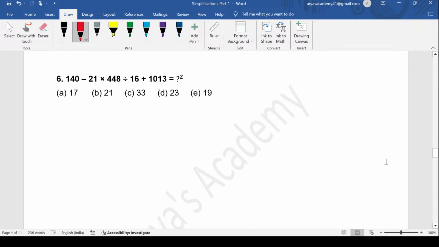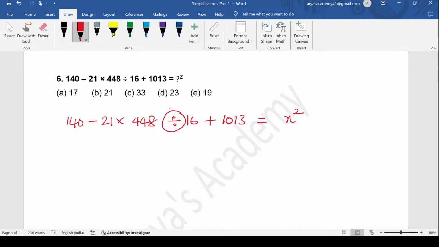Sixth question. See, 140 minus 21 into 448 divided by 16 plus 1013, that is equal to question mark, which means nothing but x square. Okay. So first, as per the order of preference, the BODMAS rule or the order of mathematical operations, you first have to go for division. So solve that part. 448 by 16 becomes how much?